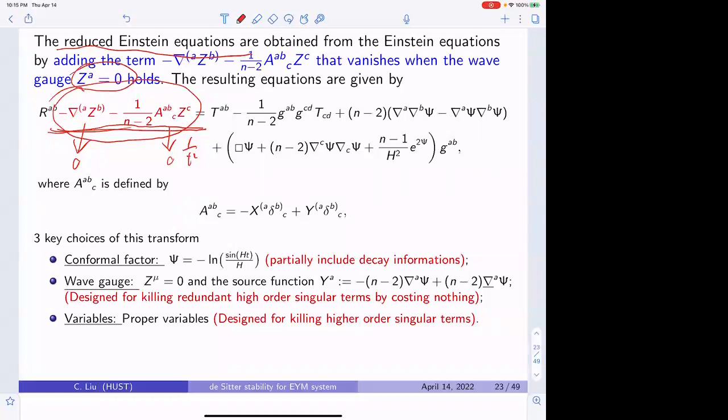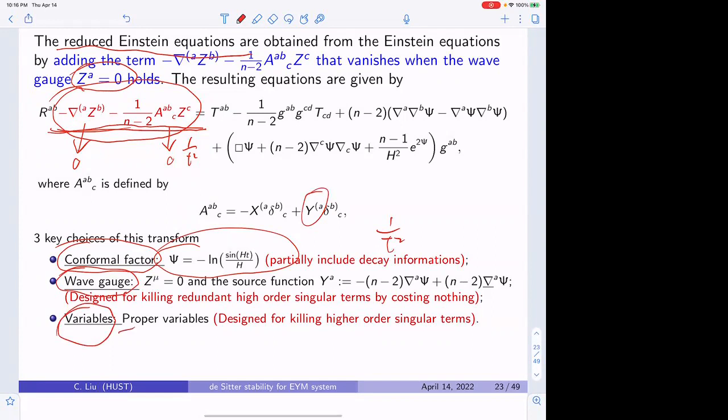So in summary, if we want to write the Einstein equation in the Fuchsian formulation, we should care about three key choices. We have to carefully choose the conformal factor. The conformal factor is something like this. If you choose a conformal factor like this, then you can kill some 1/t² terms. And you have to choose your wave gauge carefully. Like I said, the source term Y, you have to choose it carefully to kill the 1/t² term in the remainder term. And also, you have to choose the variables very carefully.